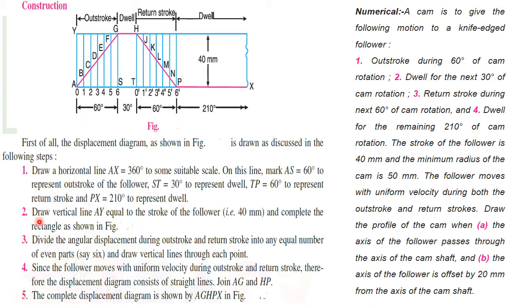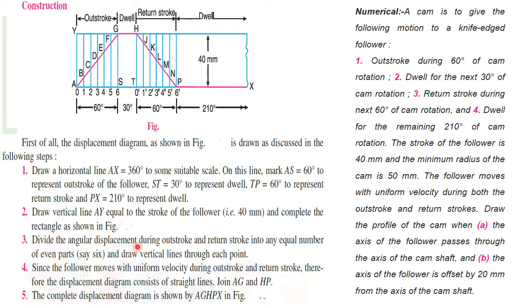Here, step number two: draw vertical line AY. That length will be equal to the stroke length of the follower, that is 40 mm. Stroke length of follower is 40 mm. We have drawn the length AY and make a rectangle up to X.